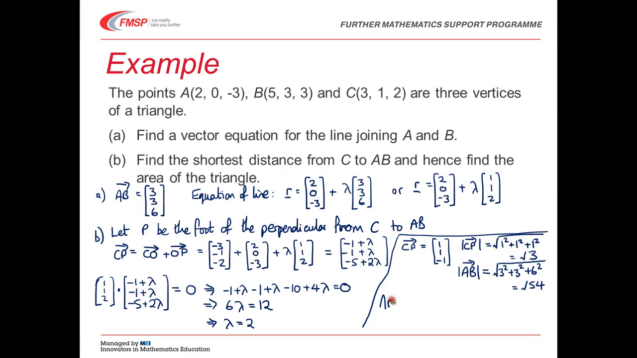And the area of my triangle is therefore a half times root 54 times root 3. I can simplify that. It comes out to be 9 root 2 over 2.